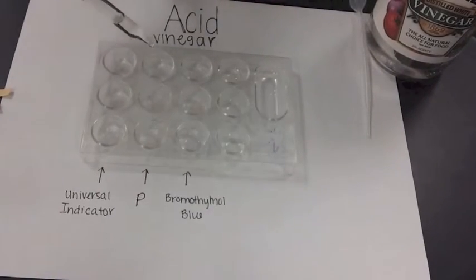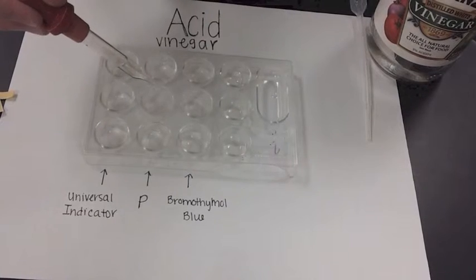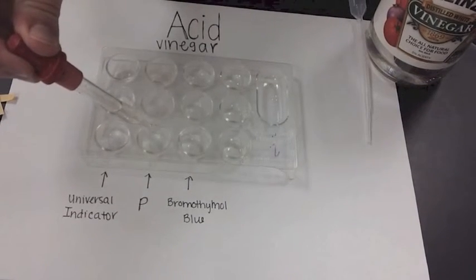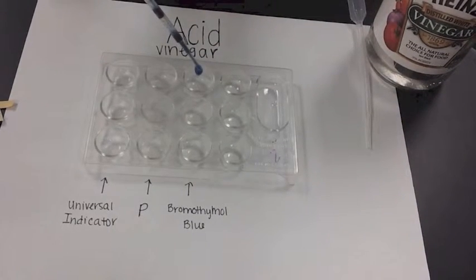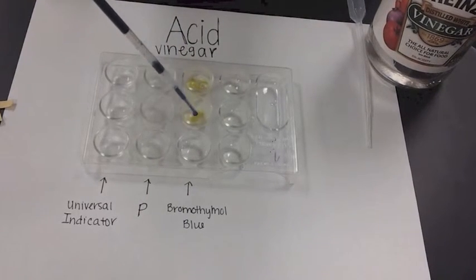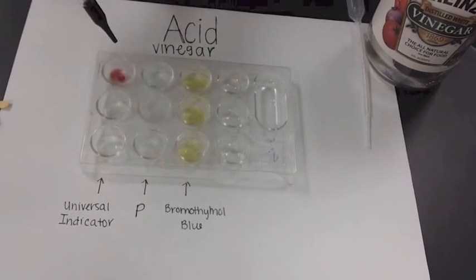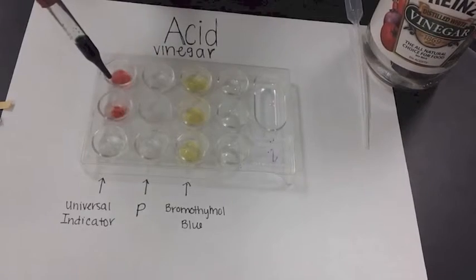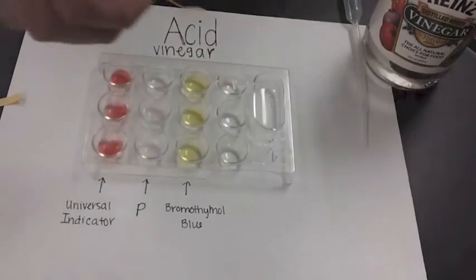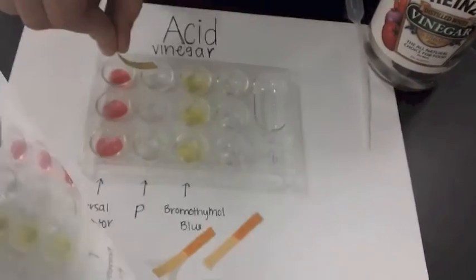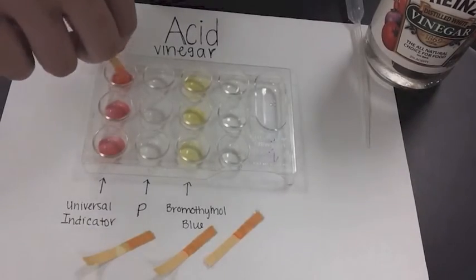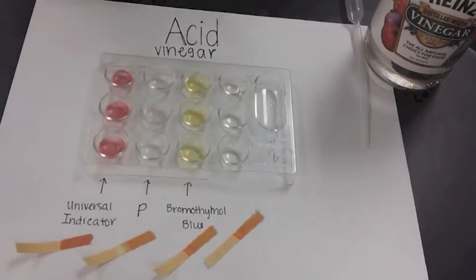Now to the acid. We are mixing phenolphthalein with vinegar and the solution remains clear. Next we mixed bromothymol blue with vinegar, creating a yellow solution. Finally, we mixed the vinegar with universal indicator, causing the solution to turn red. As we test the indicator strips in each solution, we see that these solutions are acidic in pH.